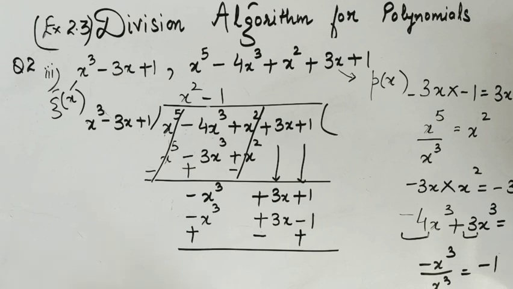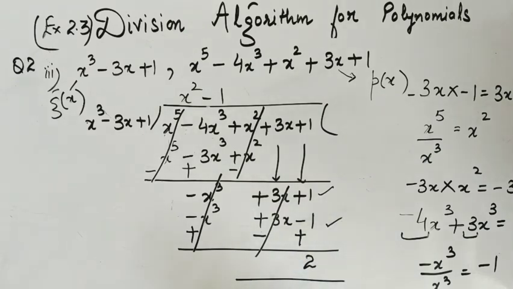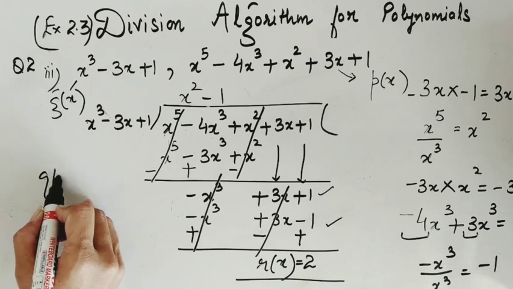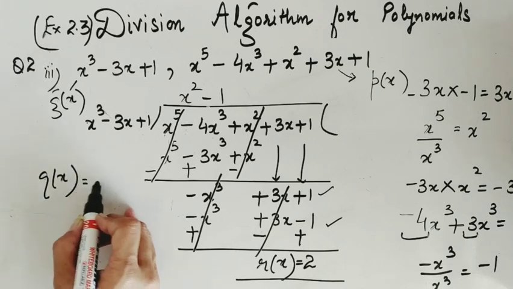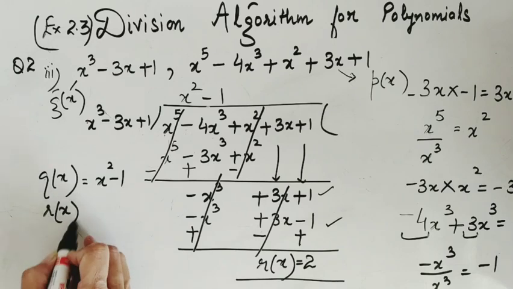Now observe the terms carefully. Minus x cube plus x cube eliminates. Positive 3x, negative 3x eliminates. Plus 1 and plus 1 is 2. So the remainder is 2. The quotient is x square minus 1. The remainder is 2.